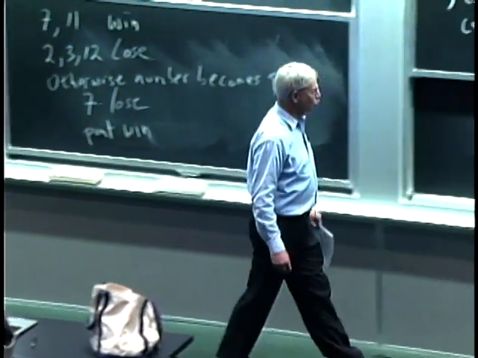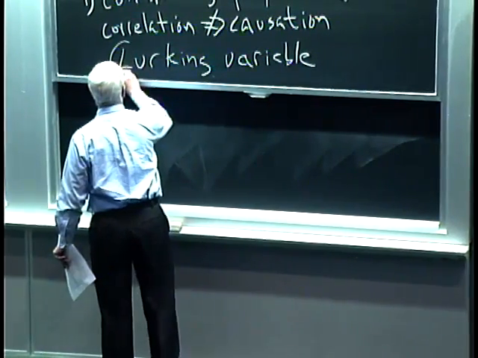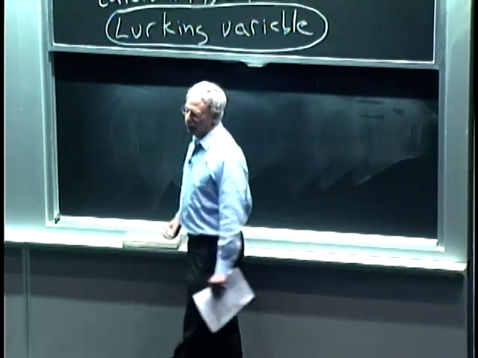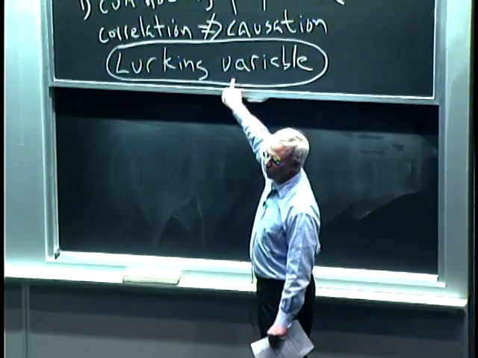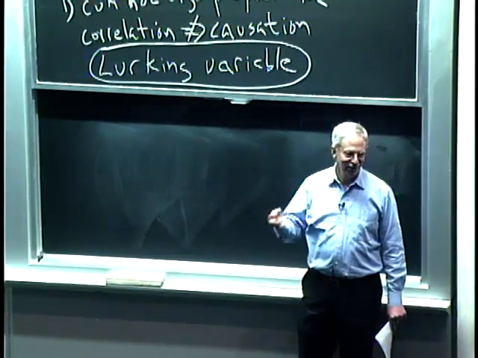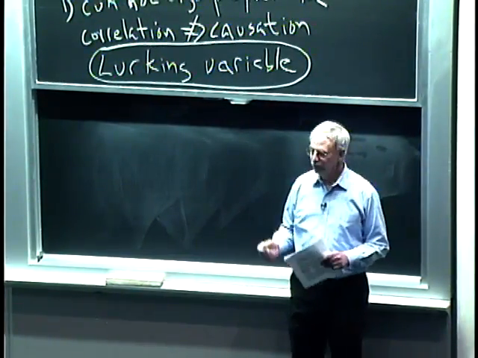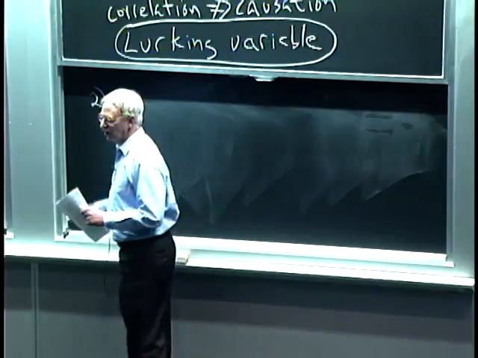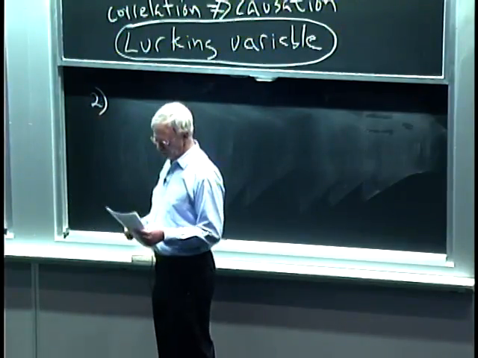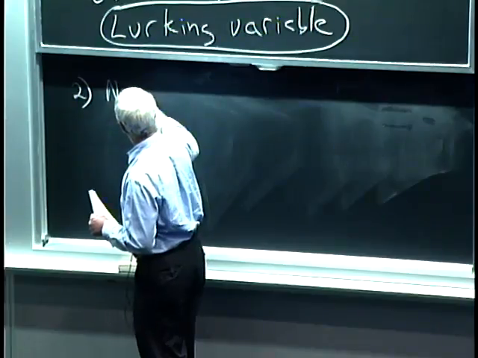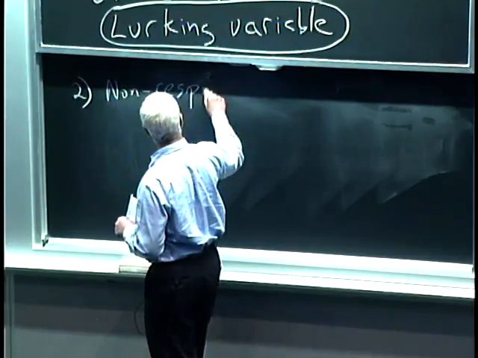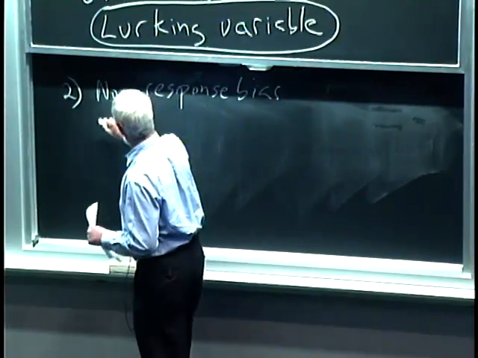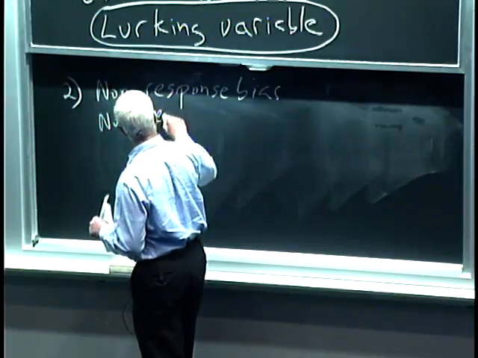So this is a very important moral to remember. When you look at correlations, don't assume cause and effect, and don't assume that there isn't a lurking variable that really is the dominant factor. So that's a second statistical worry. Number two is beware of what's called non-response bias, which is another fancy way of saying non-representative samples.